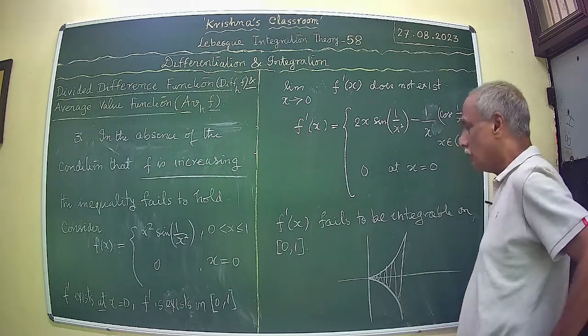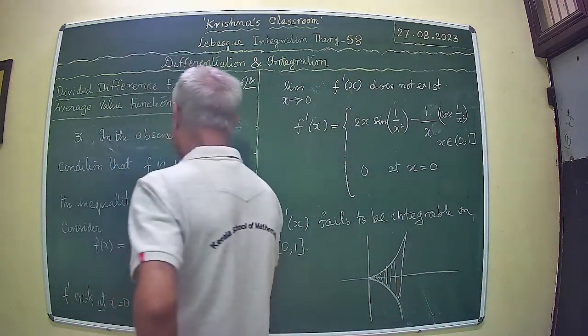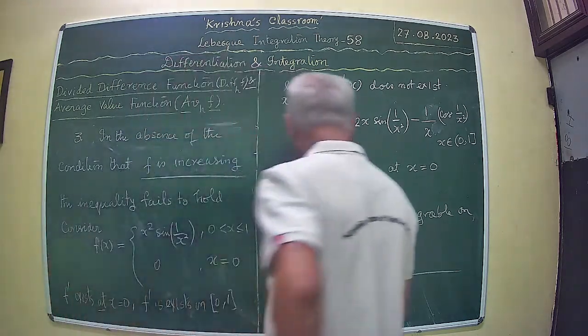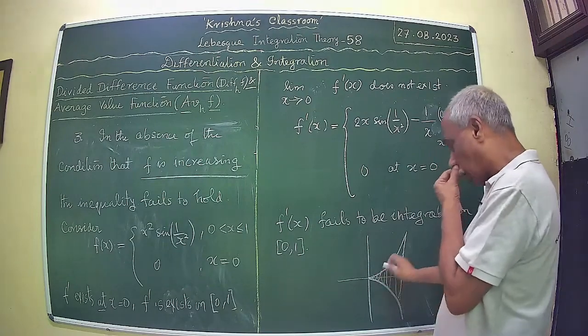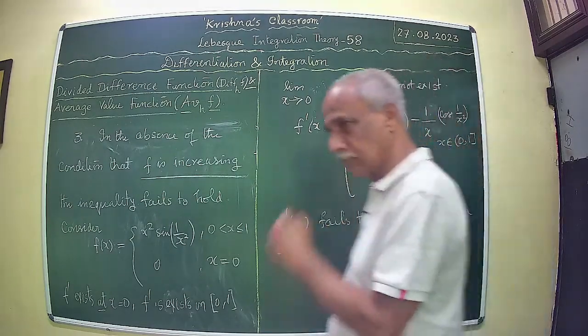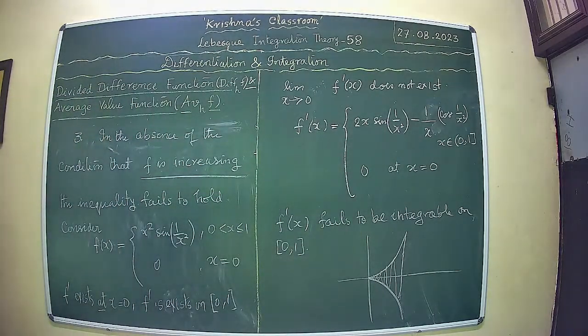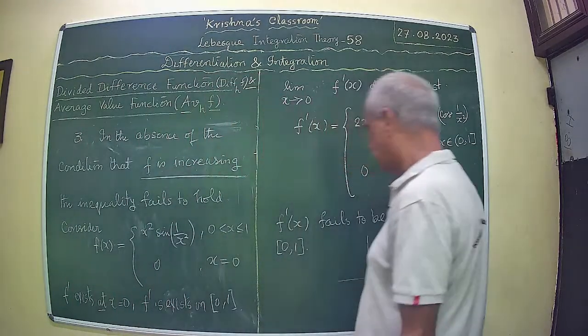The reason this is happening is that the function you have taken is not an increasing function, but an oscillating function. Therefore, you cannot do away with the restriction that f is increasing. So this is the third remark.